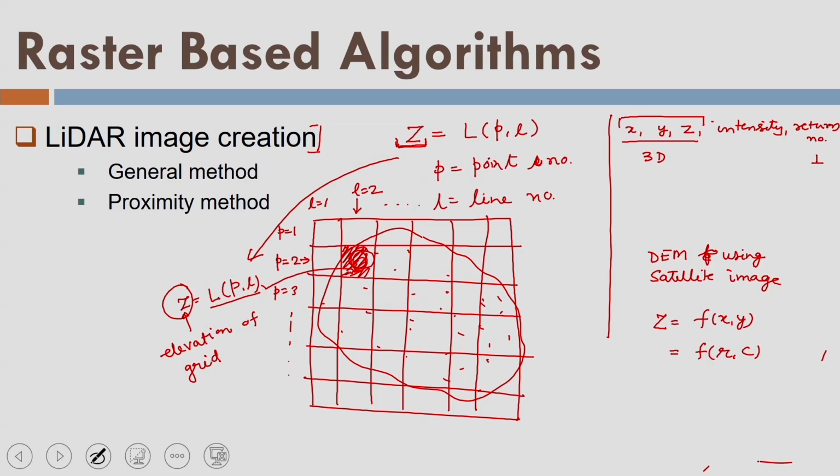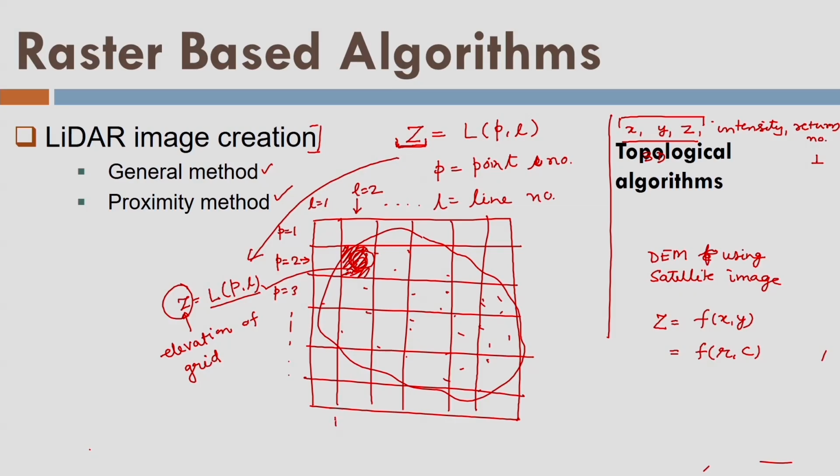So we have two methods. One is the general method and one is the proximity method. Proximity methods are basically coming from photogrammetry or image processing. Before going into these methods, we have to have the grid size defined. So first of all, we define the grid size. This is the grid size here and this is the grid size in the y direction here, and let us call it delta L and let us call this delta P.